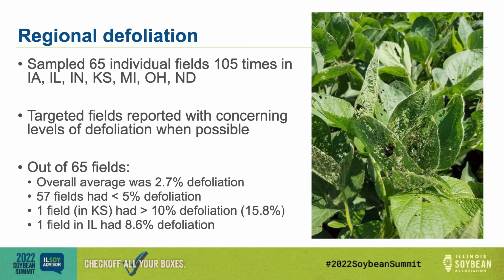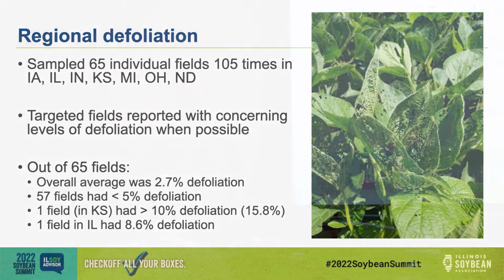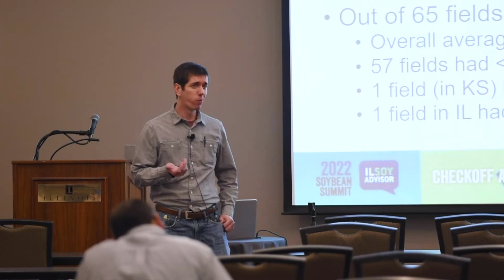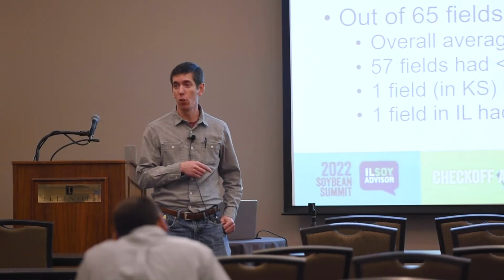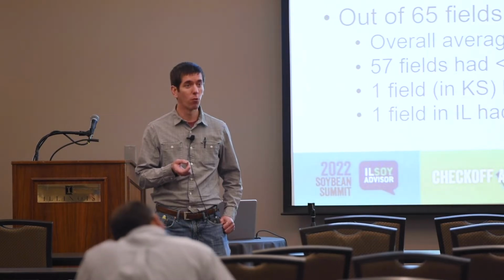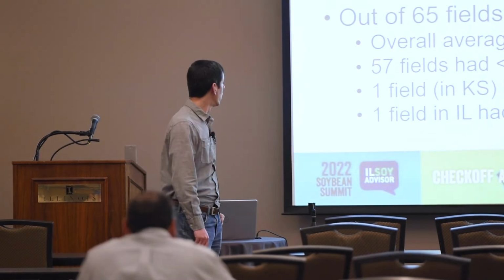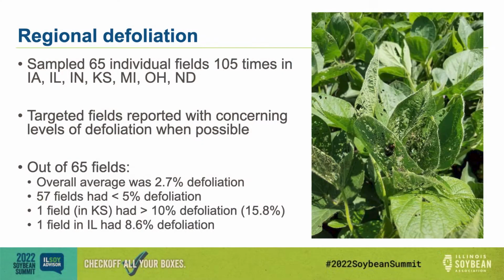Again, we were targeting fields where we thought we might have a serious level. Out of those 65 fields, our average was right around 3% defoliation. For us in Illinois, we're mostly waiting until R6 to build up to something that we felt like we could measure. 57 of them had less than 5% defoliation. The less than 5% is just a benchmark I chose as pretty negligible.